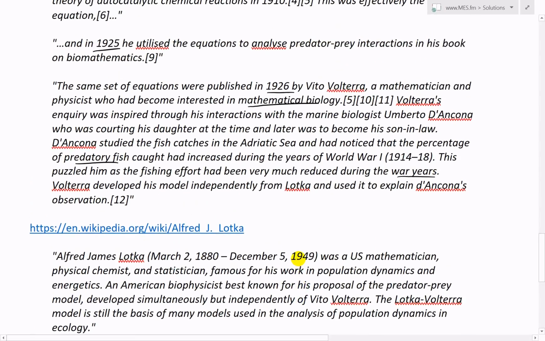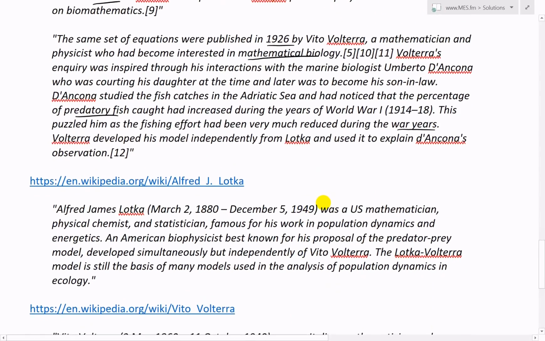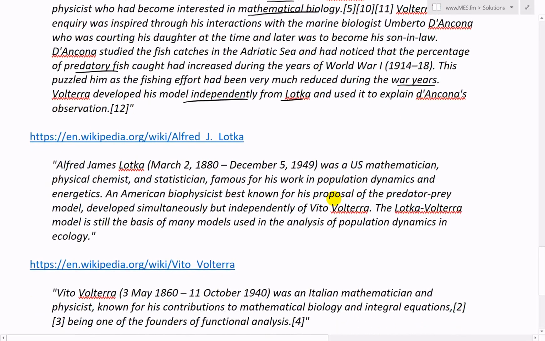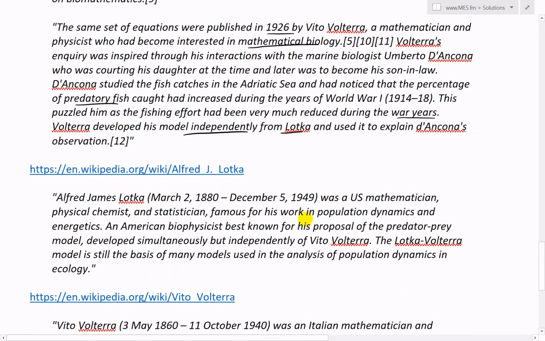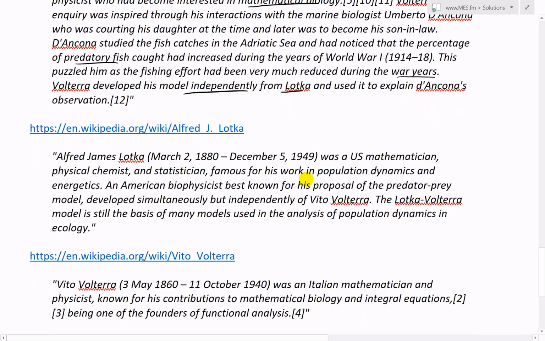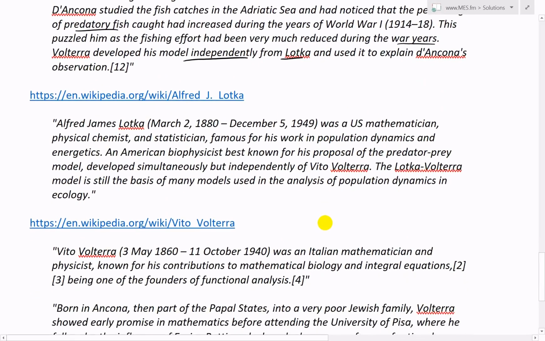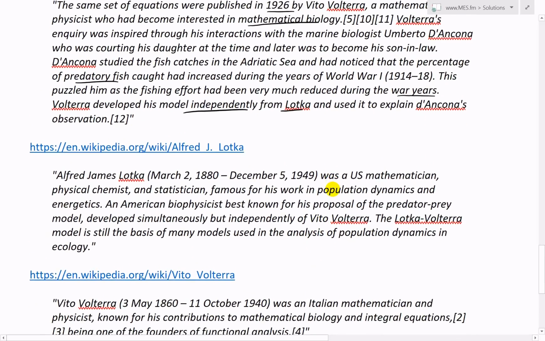So yeah, this is interesting. There are fewer of these predatory fish as a percentage, and they were fishing less. And Volterra developed his model independently from Lotka, around the same time, and used it to explain d'Ancona's observation. Basically, how you fish and when you fish will affect the predator-prey populations and their growths, and they're both interconnected. And that's pretty interesting. So they did it both independently.